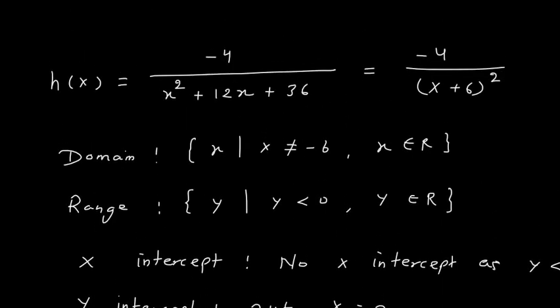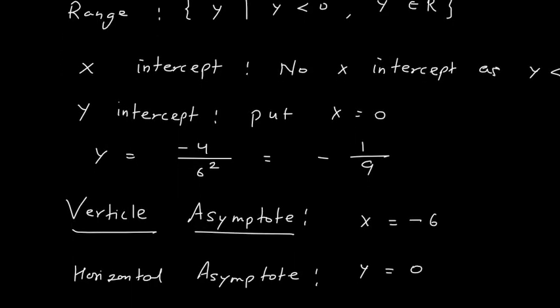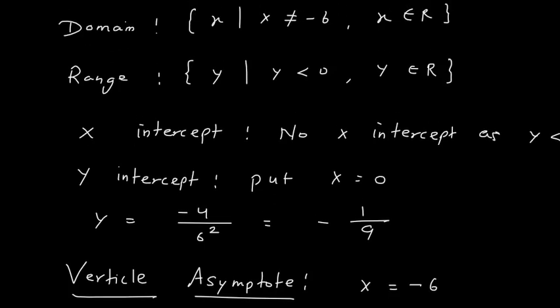For x intercept I put y equal to 0, but as I put y equal to 0 I will not get any solution. So I will say that there is no x intercept, as y is less than 0. That is also true, because from range we know that the value of y is always less than 0. The y coordinate is always less than 0, so it never becomes 0, so there is no x intercept. For y intercept we put x equal to 0, and after putting x equal to 0 we get y as minus 1 upon 9.